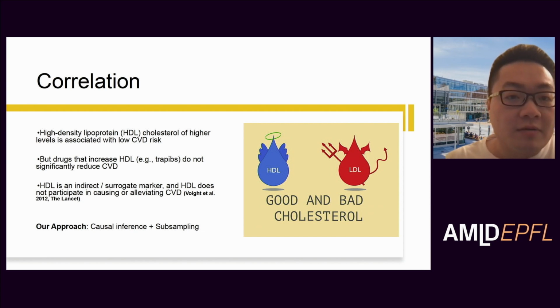Our approach instead focuses on causal analysis from observational data, and we want to get statistical significance. So we also use subsampling techniques to infer the p-value from our causal inference study.